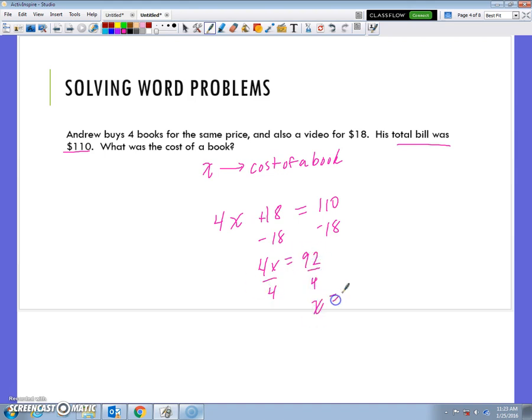Here's another good example of a long division problem. If you're not sure what 92 divided by 4 is, I'll show you again. How many times does 4 go into 9? Twice. 4 goes into 12 3 times. So I know x equals 23, or better yet, I would say that the cost of a book is $23.